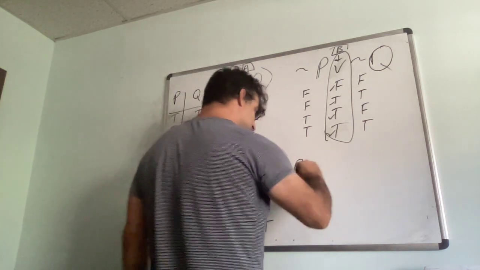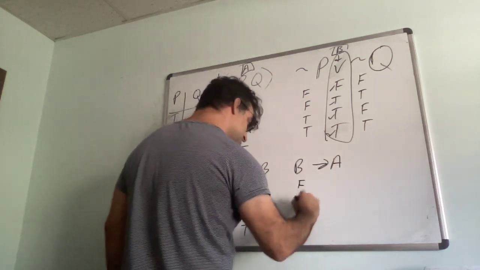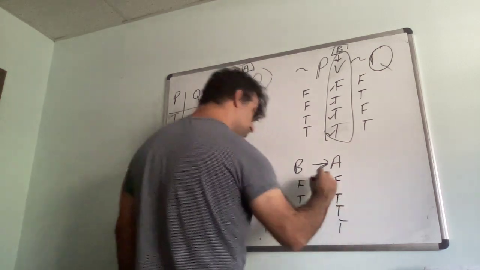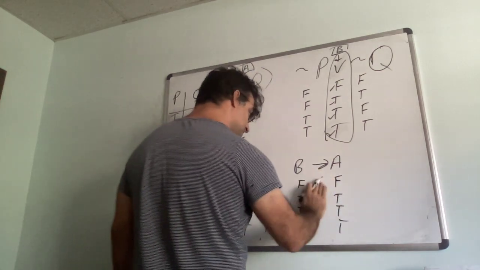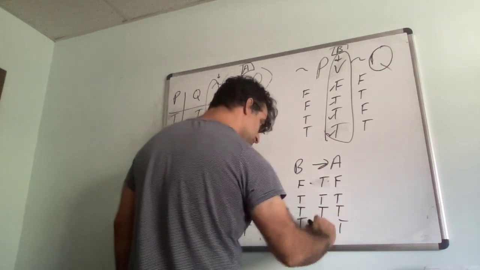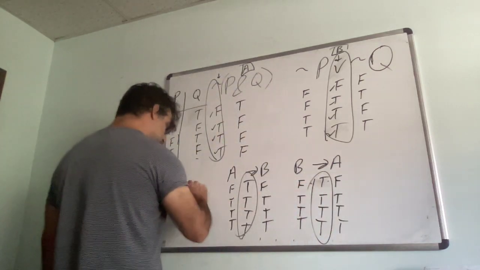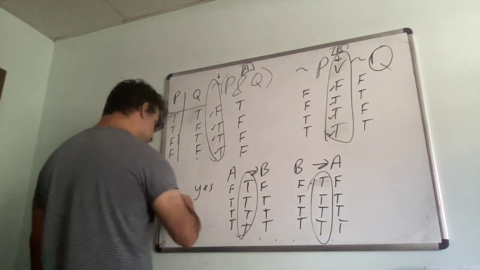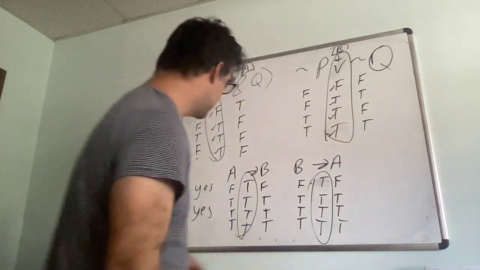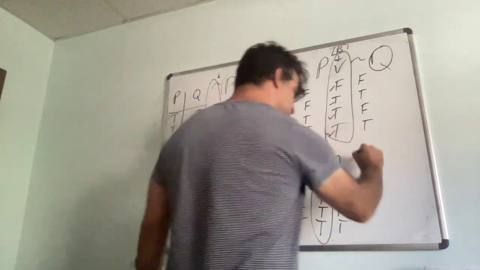How about B implies A? Well, you can see because they have the same truth value, it's the same deal. False true true true. False true true true. And so the answer is going to be yes again. True true true true. Right. Tautology here. Tautology here. So, yes, A implies B. Yes, B implies A. Are they equivalent? You know already, since you have yes answers to both of these, but let's just show it.